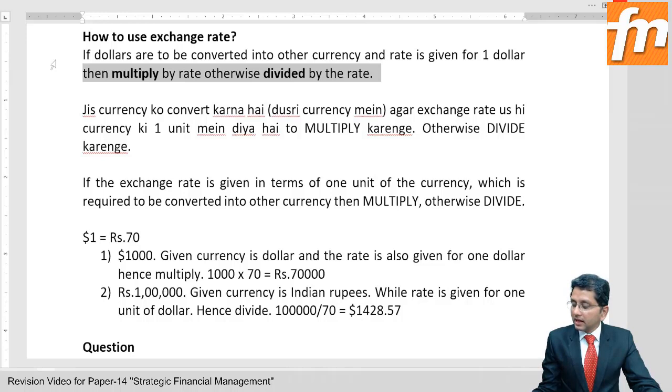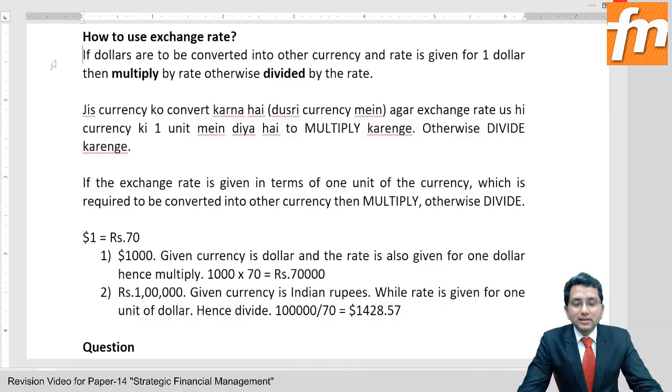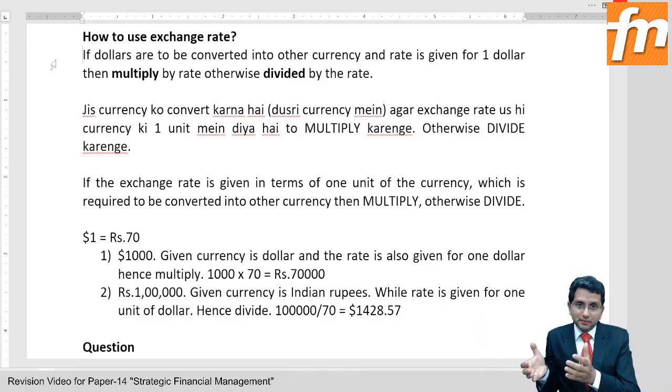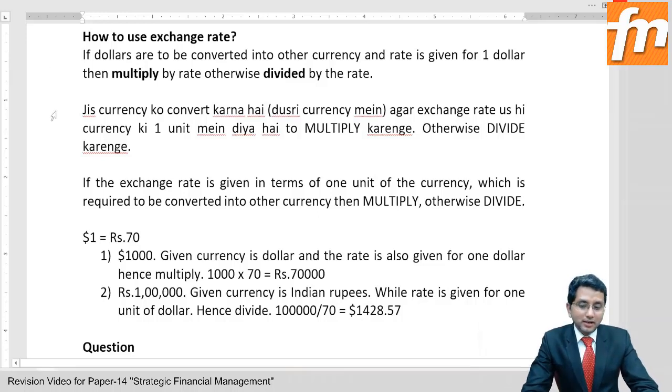What I'm saying is, I would like to repeat it. First of all, you decide what currency you want to convert. Sir, I have $1 million, $1 lakh, $1,000. I want to convert dollars. So number one, my starting point is dollar. If the exchange rate is given for $1, multiply by the exchange rate. If the exchange rate is given in terms of 1 unit of the other currency, then divide by the exchange rate.